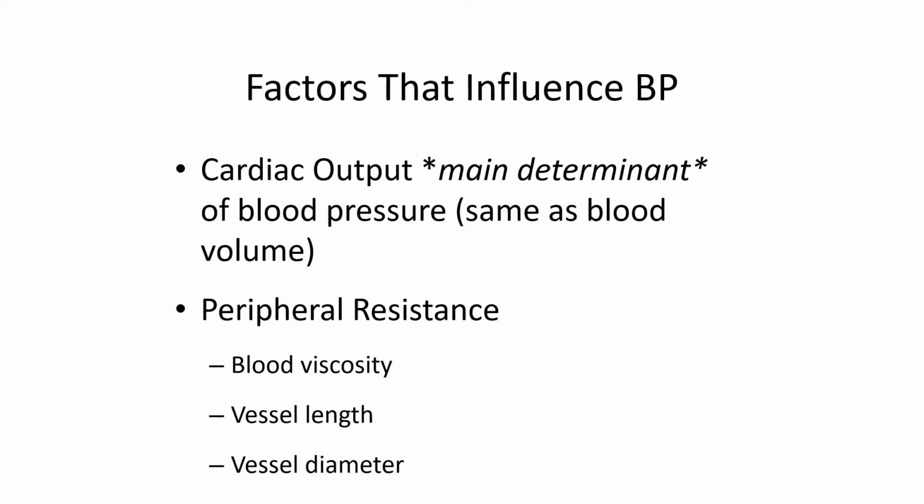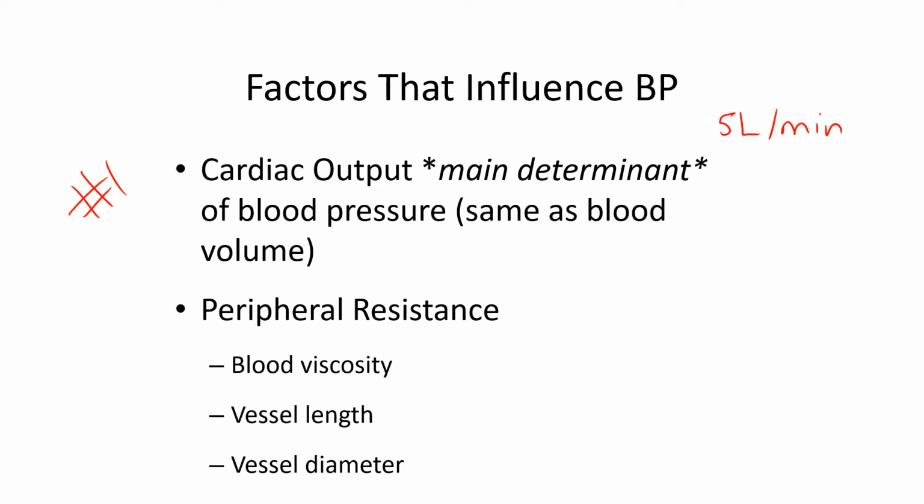So let's talk about cardiac output. Cardiac output is the main determinant of blood pressure. This is the number one influence on blood pressure. On average, we're looking at 5 liters of blood circulated by the body in a minute's time.